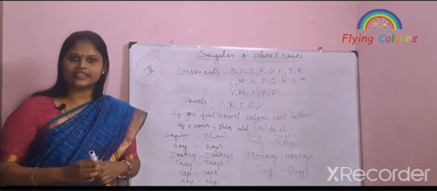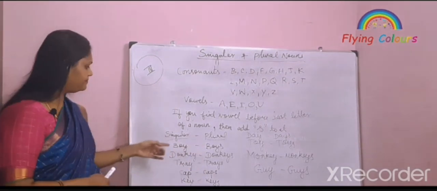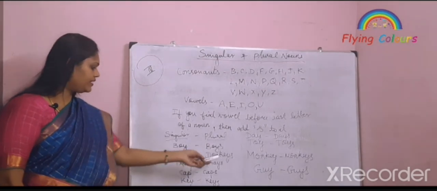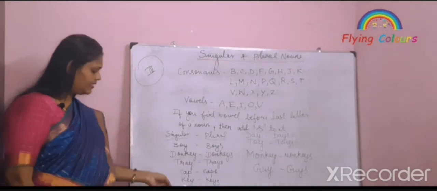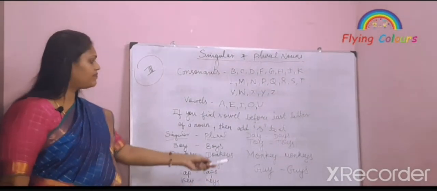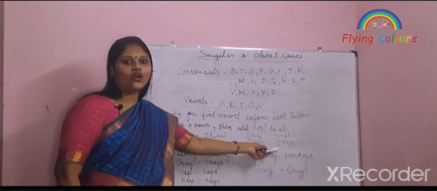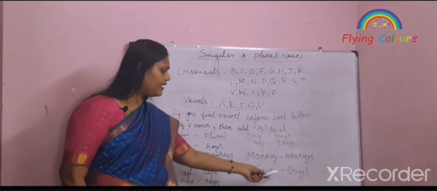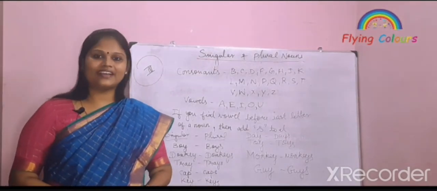This is another concept. Let me read all the examples. Boy, boys. Donkey, donkeys. Tray, trays. Cap, caps. Key, keys. Day, days. Toy, toys. Monkey, monkeys. Guy, guys. So, this is one more concept. Let us go to the other concept.